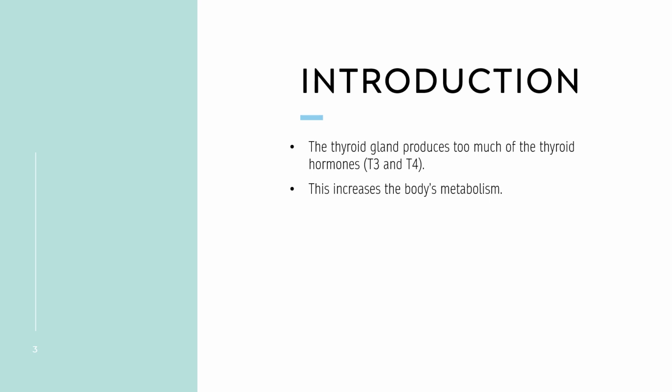So in the most broad outline, hyperthyroidism is when the thyroid gland, which is a gland that sits in your neck, essentially produces too much of the thyroid hormones. And there are two main thyroid hormones, T3 and T4. And hyperthyroidism is when there is too much of these two hormones. And what that does is that increases the metabolism of your body. So your body is effectively working much faster, and that's causing a whole host of symptoms that we will go on to talk about in a later slide.